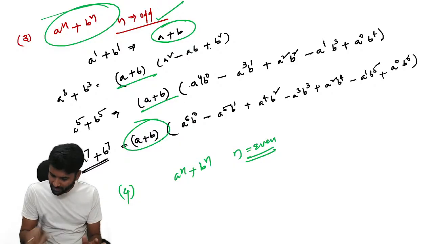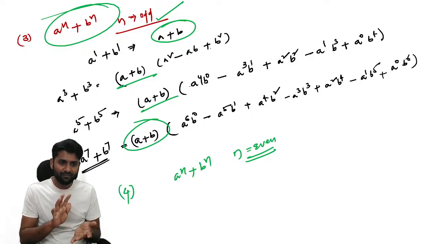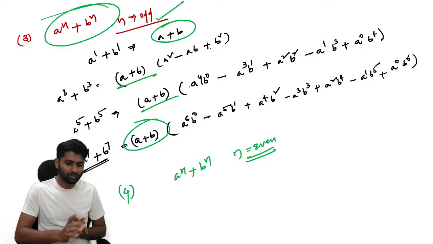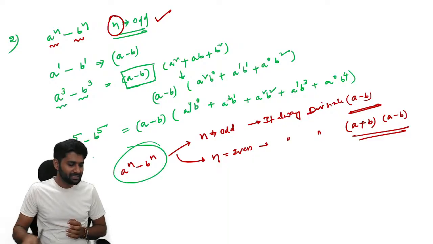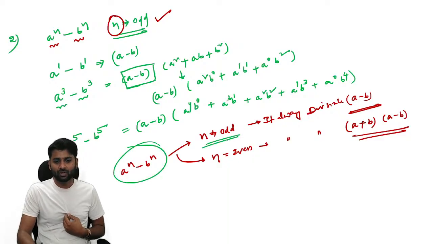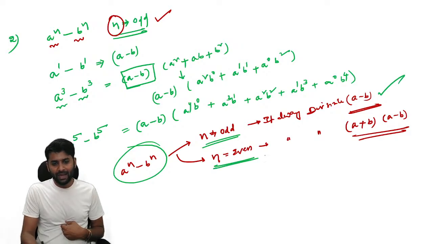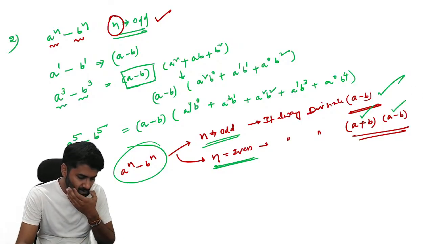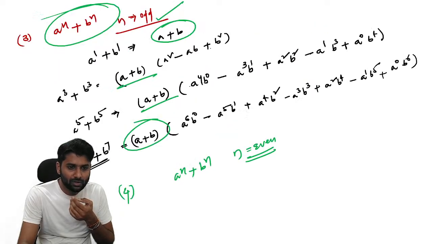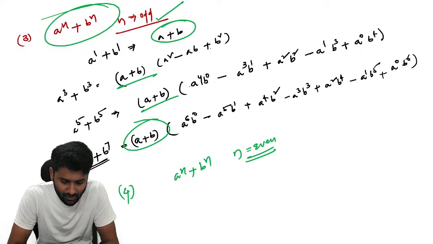So, three important pieces of information. One is if A power n plus B power n, if n is an odd number, it is always divisible by A plus B. In the same way, if A power n minus B power n, if n is an odd number, it is divisible by A minus B. If n is an even number, it is divisible by A plus B into A minus B. So is the concept clear, guys? And this is all about the remainders. We will solve a few examples.